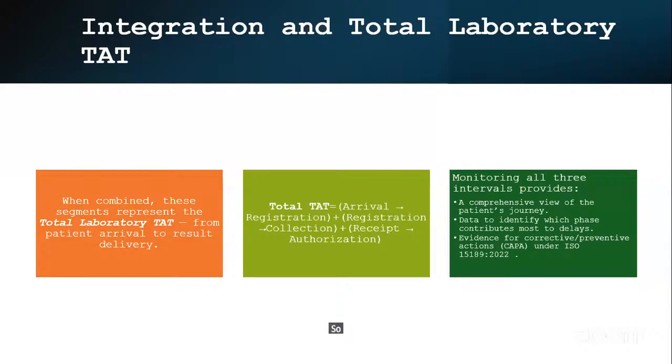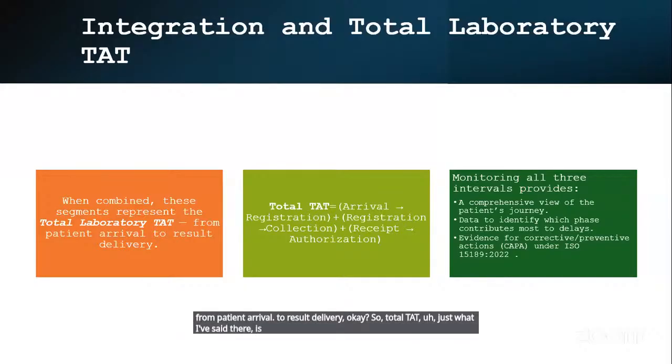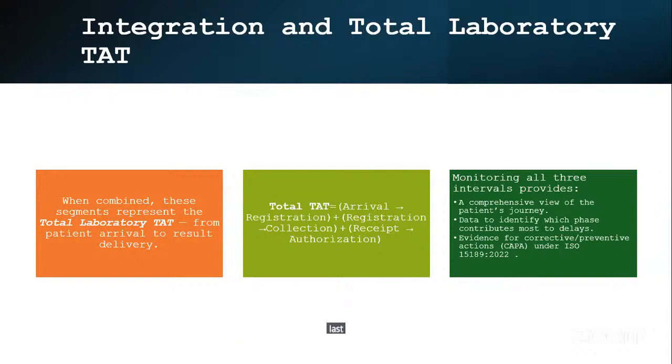So when the previous three aspects are combined, these segments represent what we call the total laboratory TAT, from patient arrival to result delivery, okay? So total TAT, just what I've said there, is equal to arrival to registration time plus registration to collection plus receipt to authorization time, the time in between there, of course. So monitoring all these three intervals provides a comprehensive view of the patient's journey.